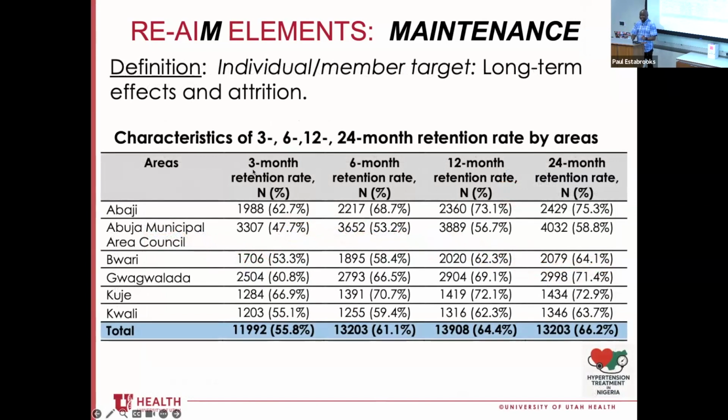When we look at the 3, 6, and 12-month retention rates, at 3 months, 56% were retained in care. At 6 months, over 60% were still retained in care. At 12 months, 64.4%, and at the end of the study, 66% were still retained in care, which was pretty good. The next phase is to see how we maintain or sustain that long-term, to ensure that people are still in care. What strategies can we put in place to increase the number of people retained in care? So this is my part.